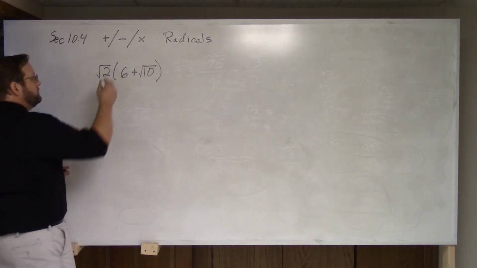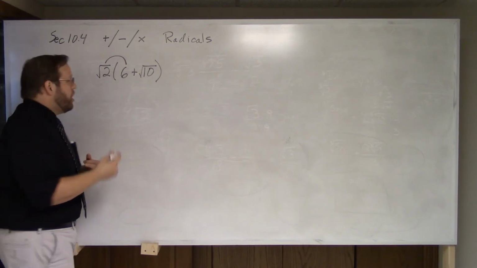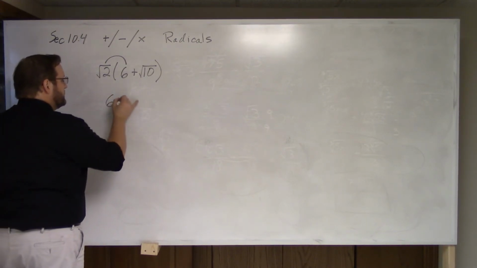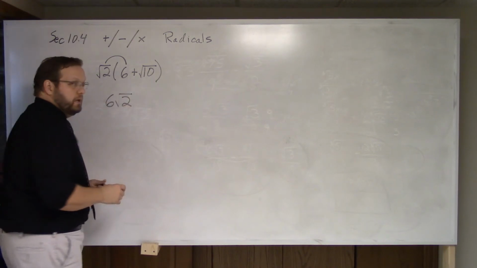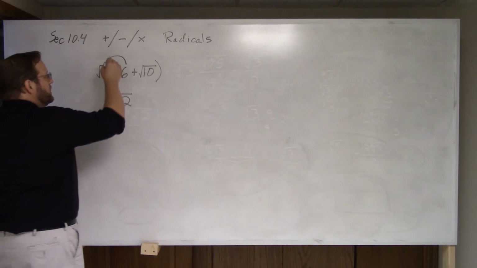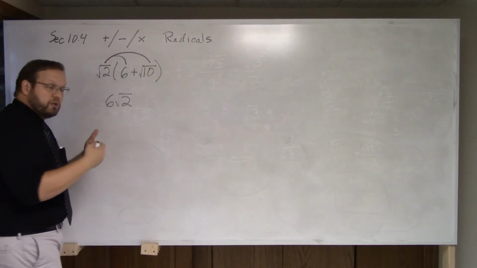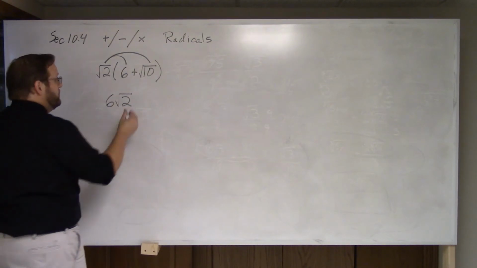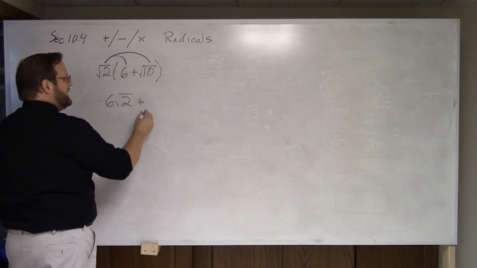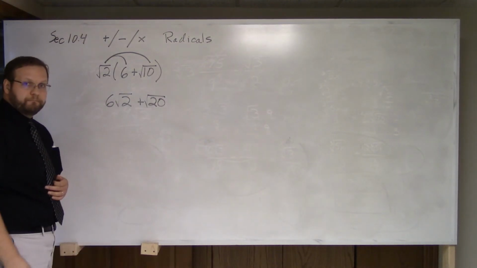So as I'm multiplying square root of 2 times 6, I can't carry that out. All I can do is say 6 times the square root of 2. It's like saying x times 6, 6x. But now here we have that product rule that says when we multiply radicals, we can multiply the radicands. So this turns into 2 times 10, or the square root of 20.